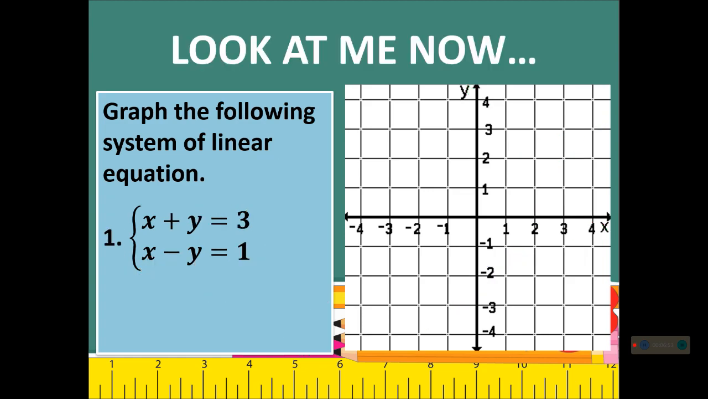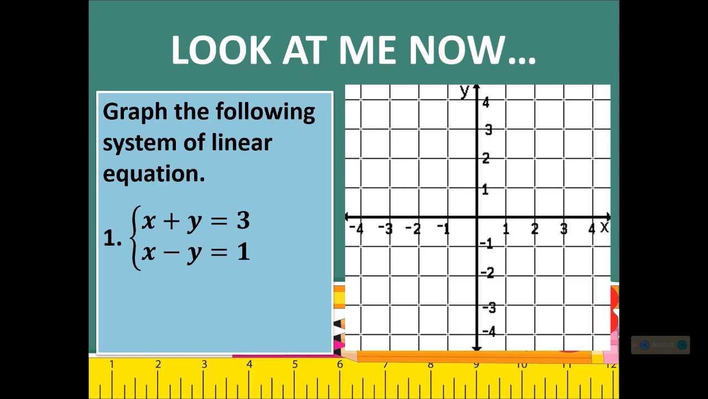Okay. So I have here another example. So look at me now. You are going to graph the following system again of linear equations. So for number 1, we have the system x plus y equals 3 and x minus y equals 1. So still, as I have said earlier, if you haven't seen any coefficient of the variables x and y except 1 and negative 1, it is better if you are going to use the x and y intercepts. Okay? So let us use that method here.